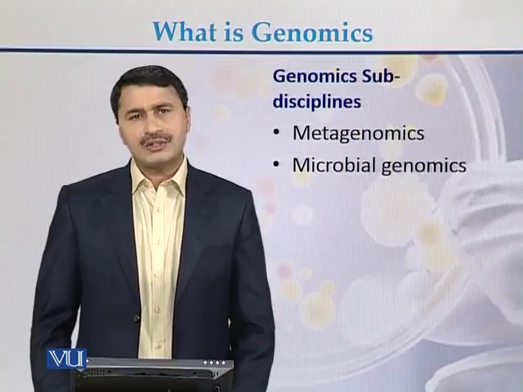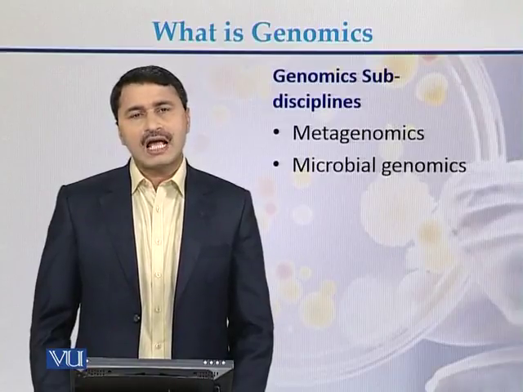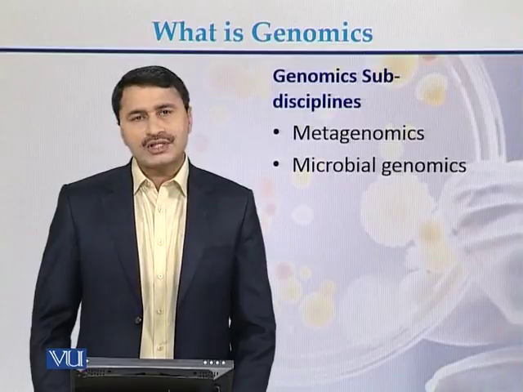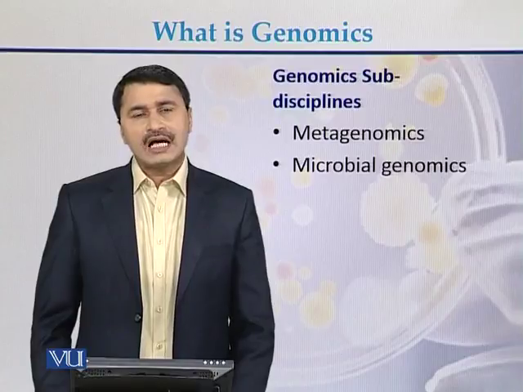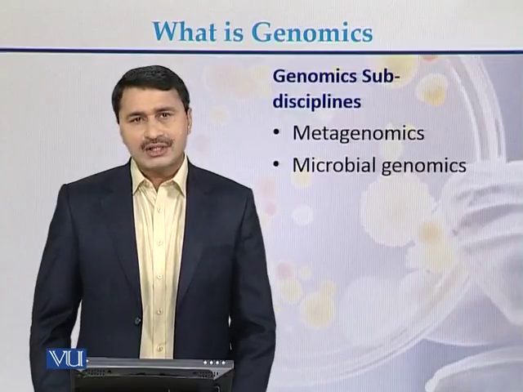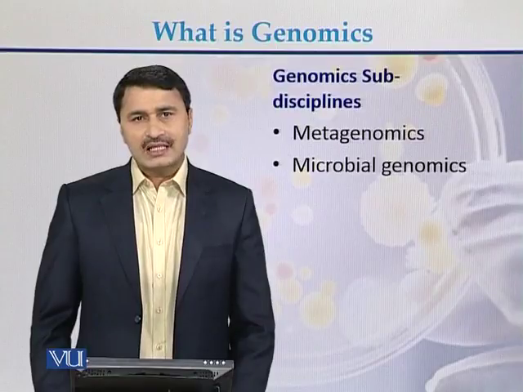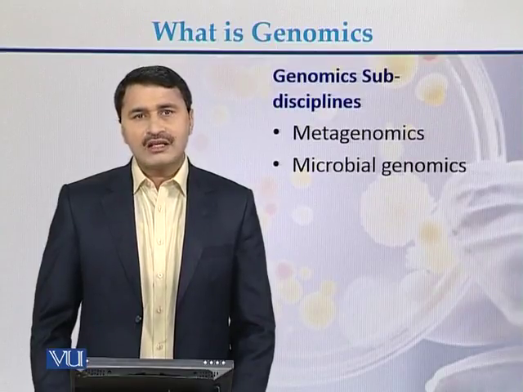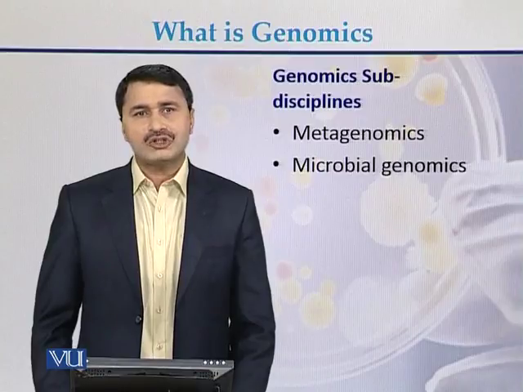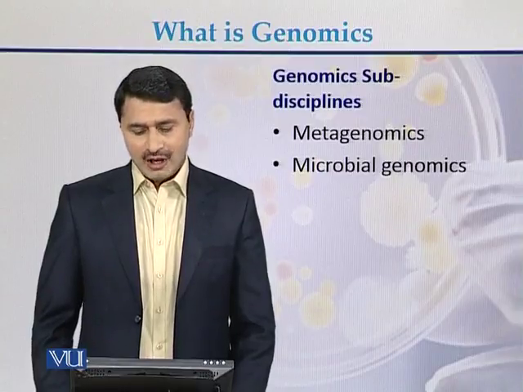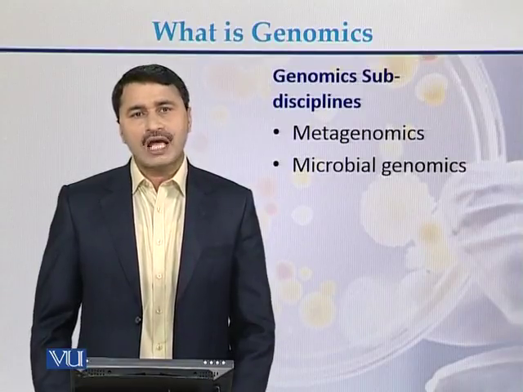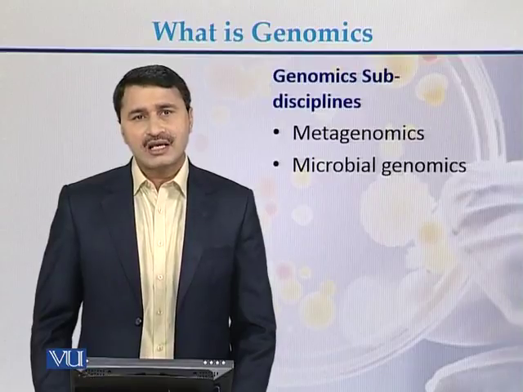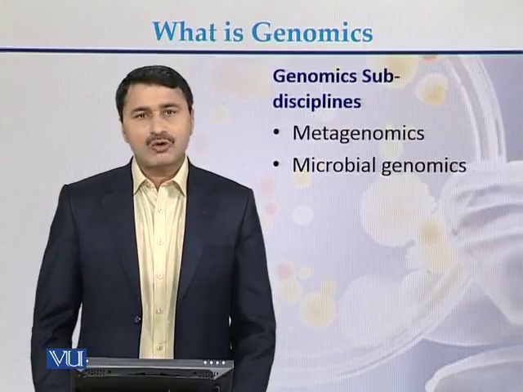There are two other sub-disciplines of genomics. They are called metagenomics and microbial genomics. Metagenomics is the sub-discipline of genomics in which we study the genome of the environment. All those genomes which are present in a specific environment, if we study them, it is called metagenomics. While if we study the genomes of microbes like prokaryotes, bacteria, and viruses, this sub-discipline of genomics is called microbial genomics.